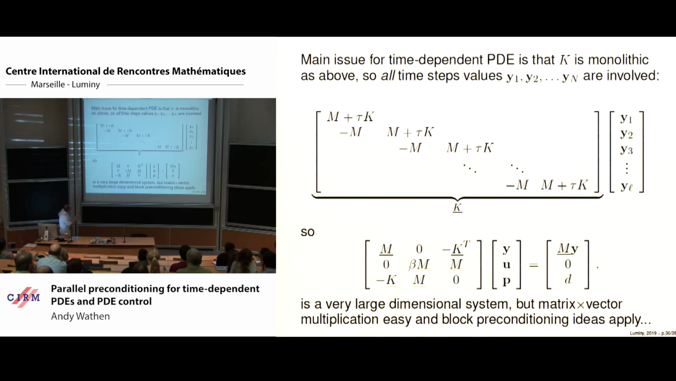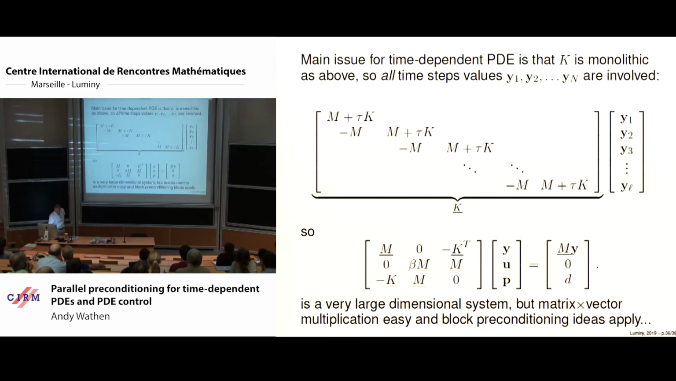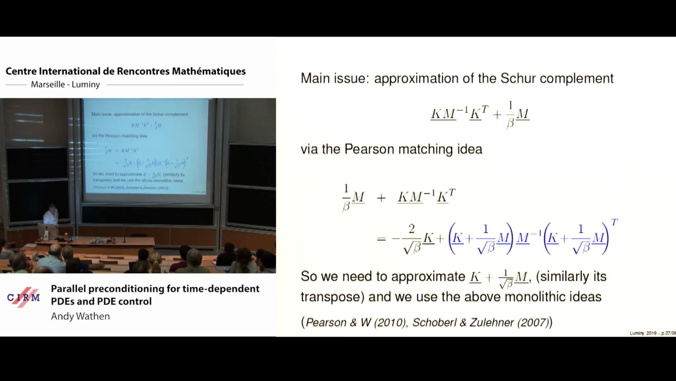And the main issue is that this K looks like this. It looks just like the matrix we just had for solving just the heat equation. So these blocks are all of size n by n, where that's your spatial number of degrees of freedom. So this is a very large dimensional system. You can do matrix-vector products easily. You never build this matrix, of course. And so the main issue is how do you do a Schur complement approximation?